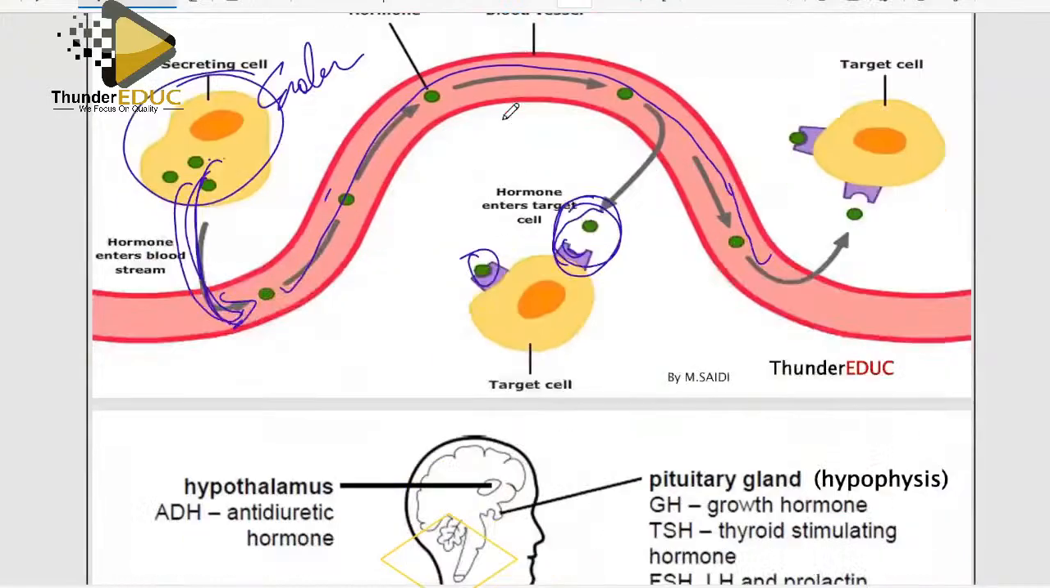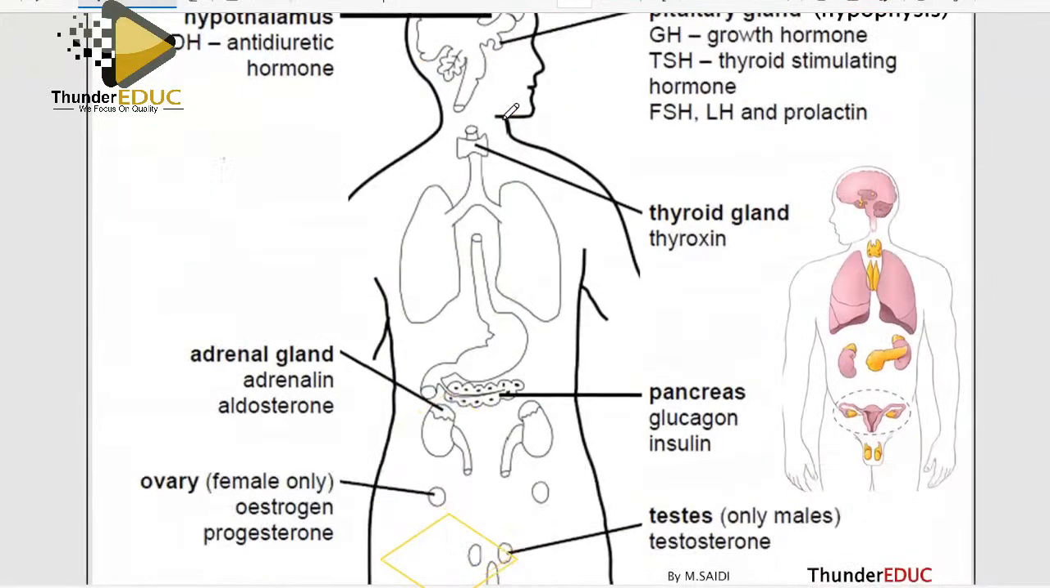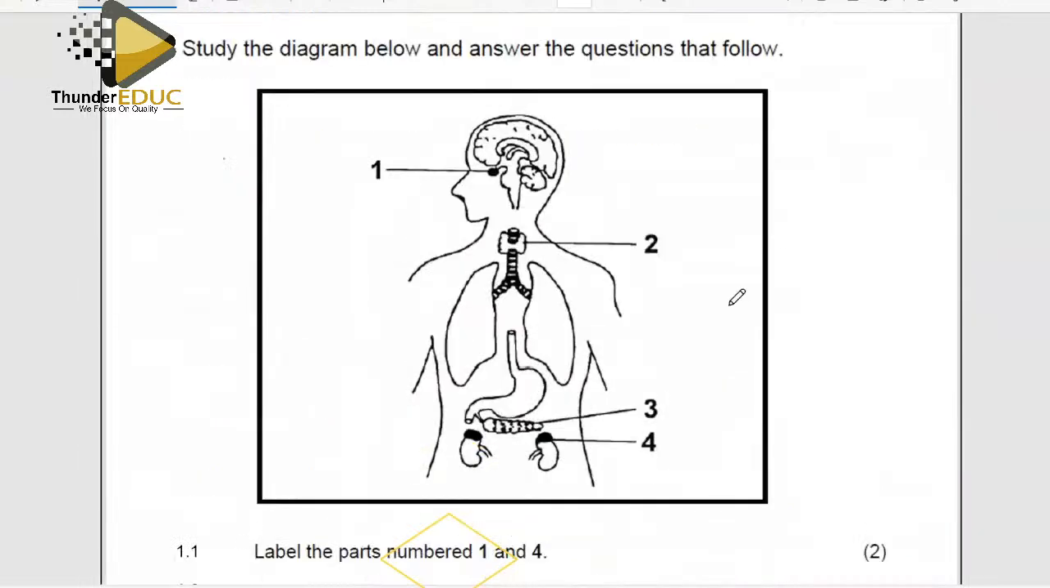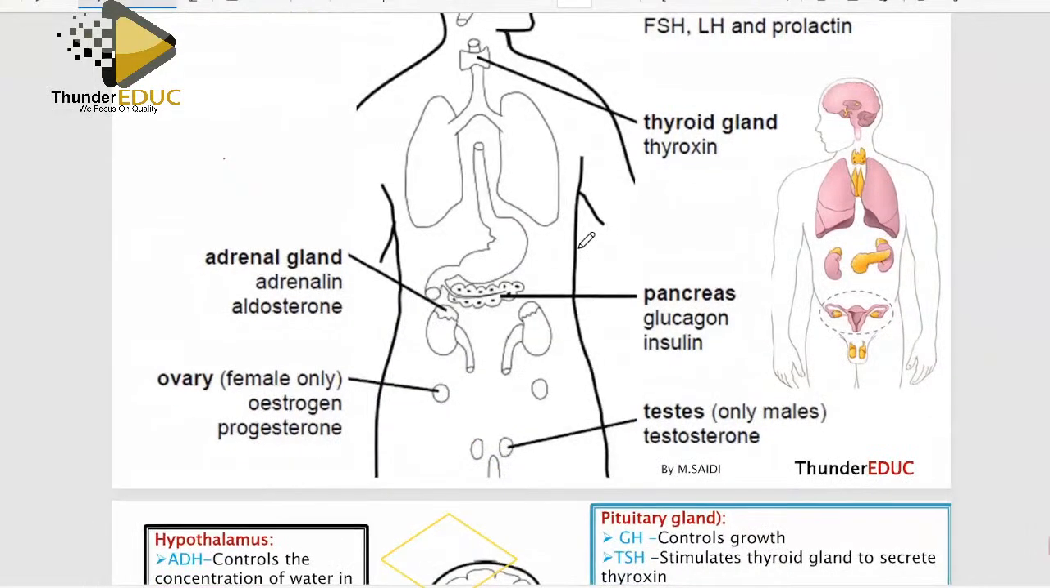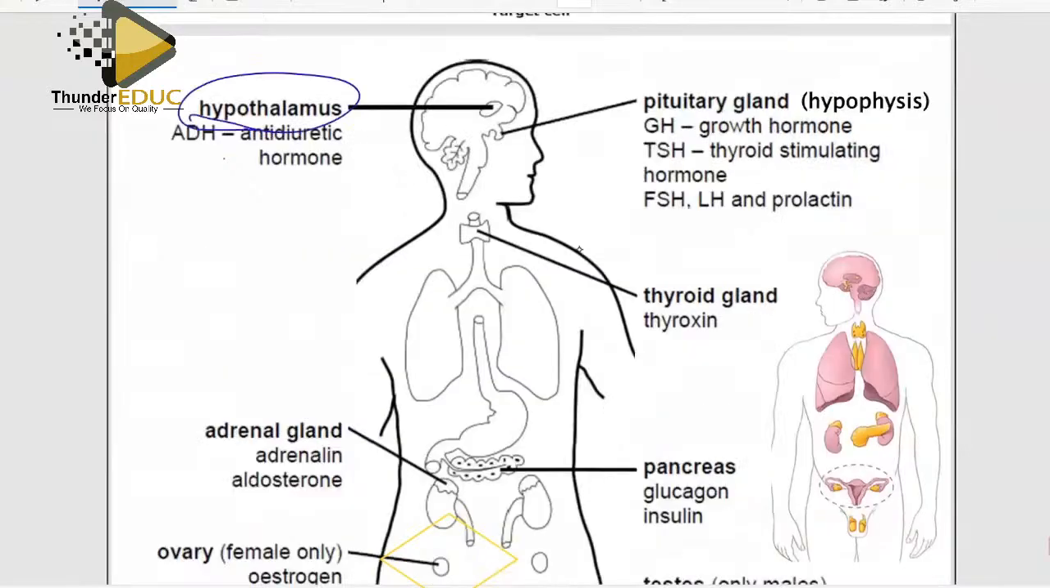Then we go to the next one. Now let's look at this structure. So it means that you have to know the location. The first point which you need to know is the location of these glands. We know about the hypothalamus from the structure of the brain. Okay, that is the first point.